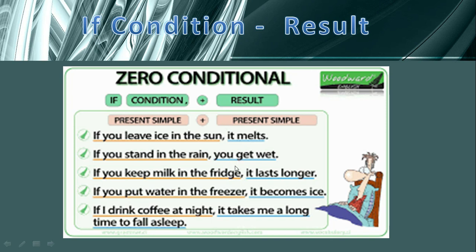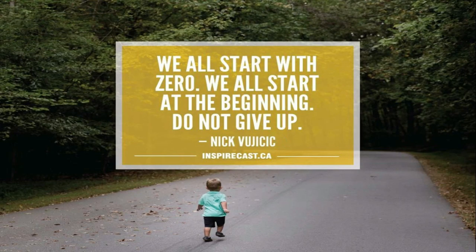This is a major mistake students make: when they write simple present tense, they don't use s with the verb when they have a singular subject. So you have to keep in mind that if the subject is singular, you have to use s with the verb. So these are the examples of zero conditional. And this is all about today's lesson.